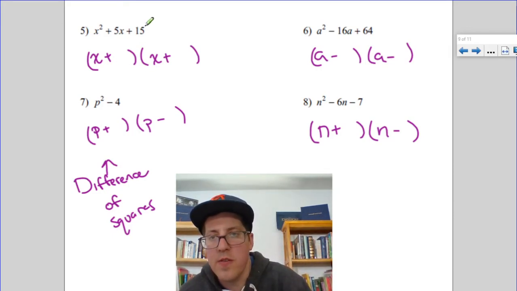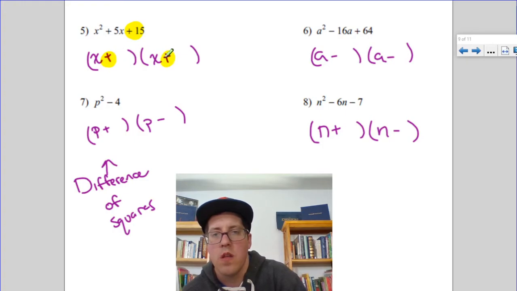All right, here's the deal. When our constant term is a plus, that means the signs have to be the same. So either plus plus or minus minus. On this one, they both have to be negative because I'm adding up to make negative 16. All right, moving on.